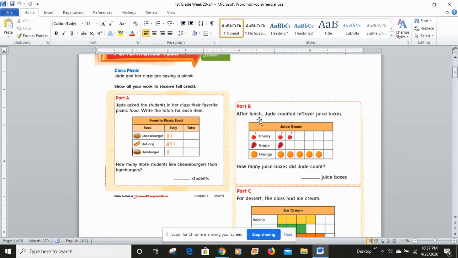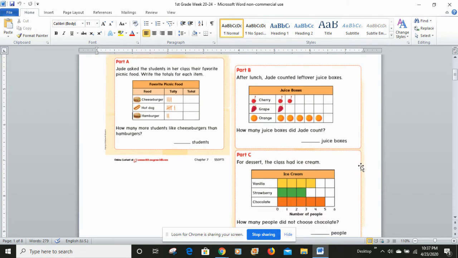On part B, after lunch, Jade counted leftover juice boxes. Here we have cherry, grape, and orange. And this is what kind of a graph again? It says how many juice boxes did Jade count? So maybe what's the total of juice boxes for the whole graph?